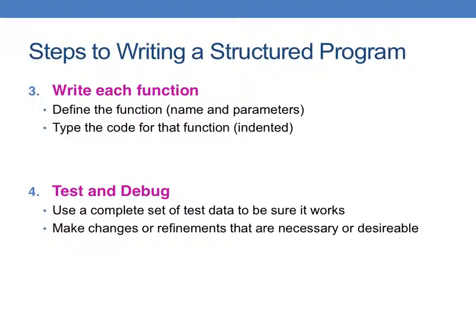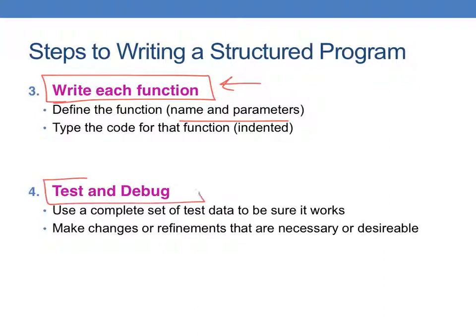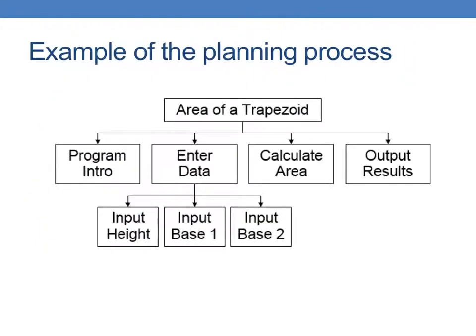Then from here, you actually write each function. So you define the function with its name and parameters, and you type the code for that function indented. And we'll see what that looks like in a couple of slides. But you write each function so that you can call it in your main. And then the fourth and final step is to test and debug it and make sure it's working as necessary. Because as your programs become more complicated, you're more likely to make some errors, and you're going to have to catch them and debug those before you have a final product.